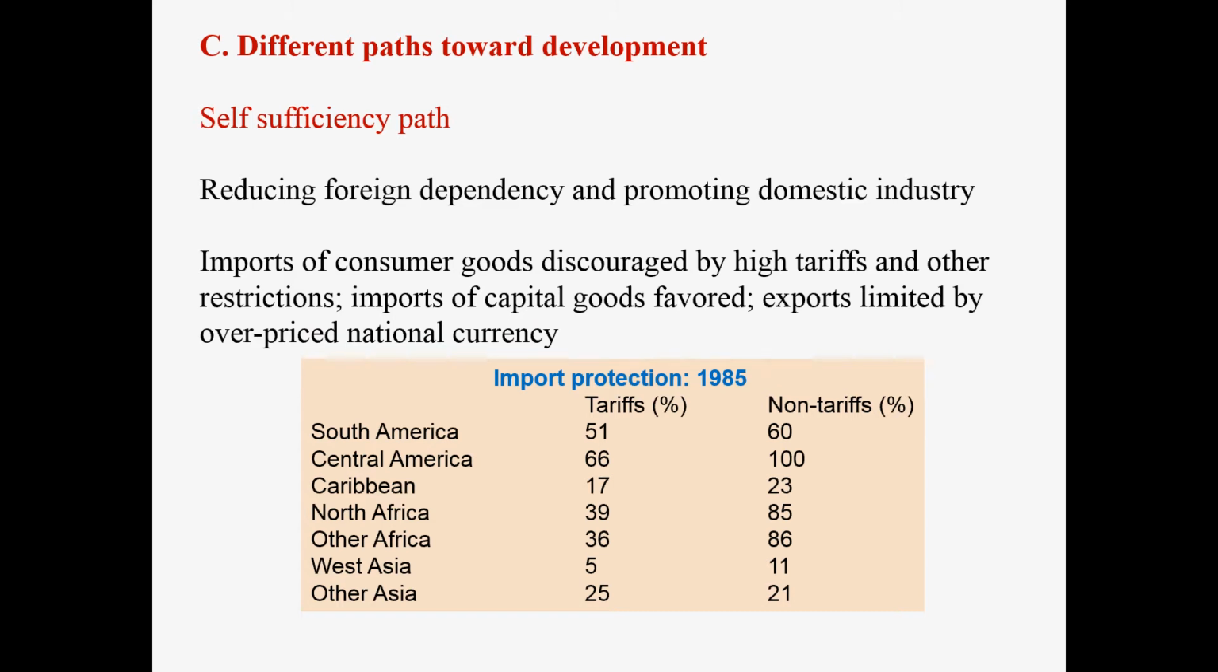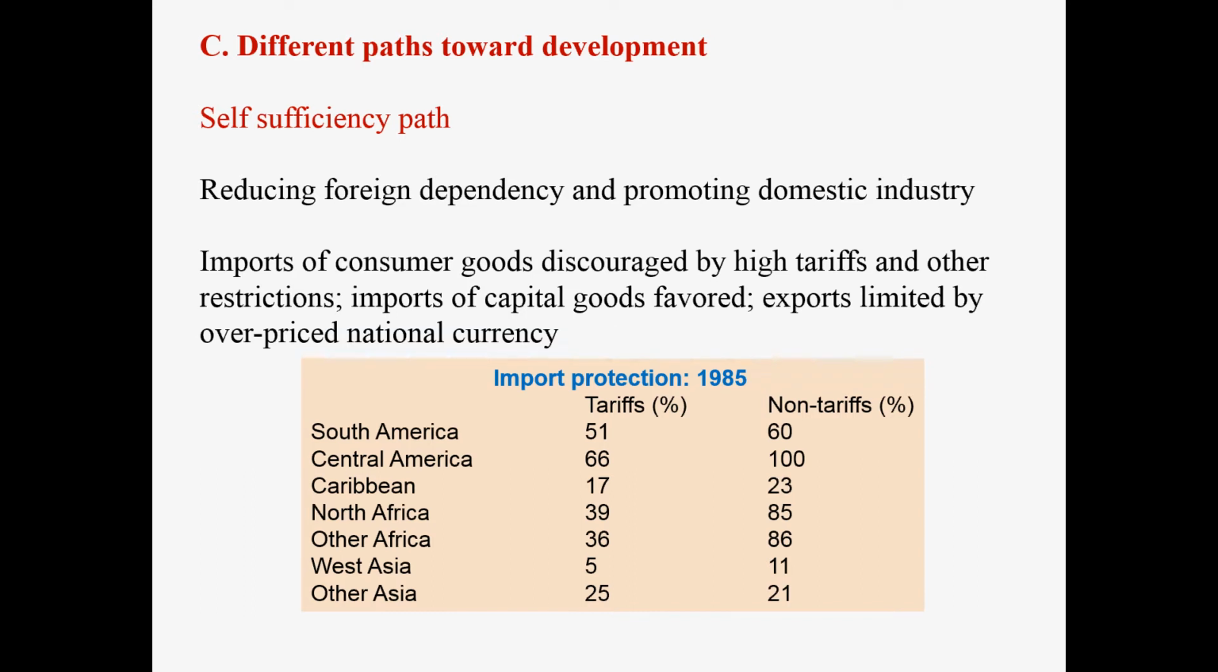The first path, as called in our textbook, is called the self-sufficiency path. So the general characteristic of a self-sufficiency path is to reduce foreign dependency and promote domestic national industry. The specific approach to achieve this goal is to control the import of consumer goods, and they use different ways to control the import of consumer goods.